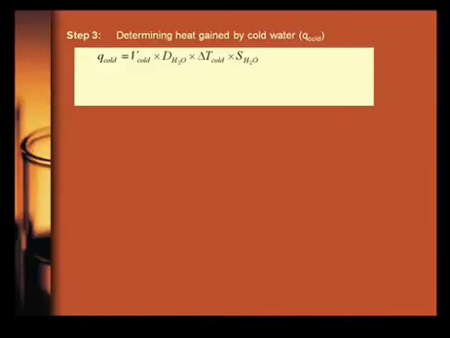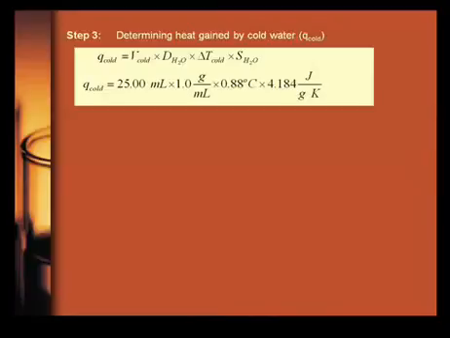Step 3 is determining the heat gained by the cold water, or Q cold. And Q cold is V cold times the density of water times delta T cold times the specific heat of water. So Q cold is equal to 25.00 milliliters times 1.0 grams per milliliter times 0.88 degrees C times 4.184 joules per gram per K. And that is equal to 92 joules.